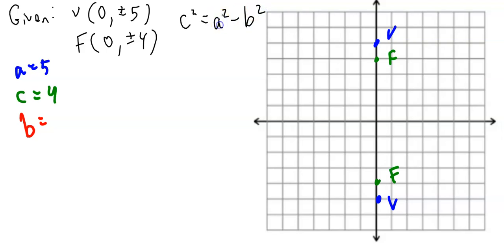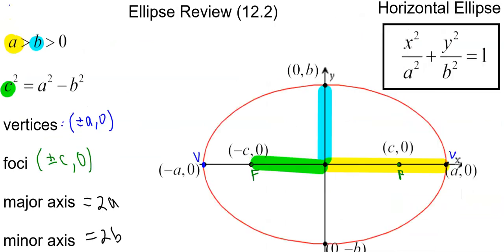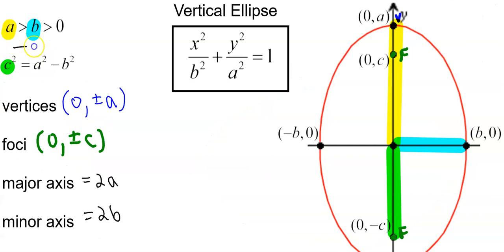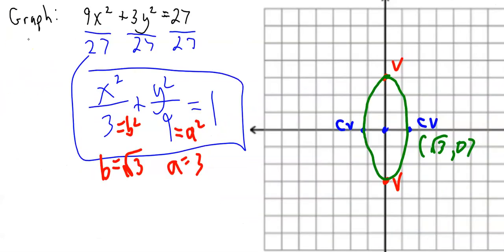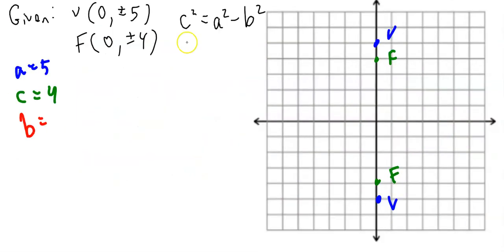You've got to remember your formulas. That is one of your formulas. If you look back at your formula sheet, there it is right there: c squared is a squared minus b squared. That's true for both horizontal and vertical ellipses. So this will be 16 equals 25 minus b squared.